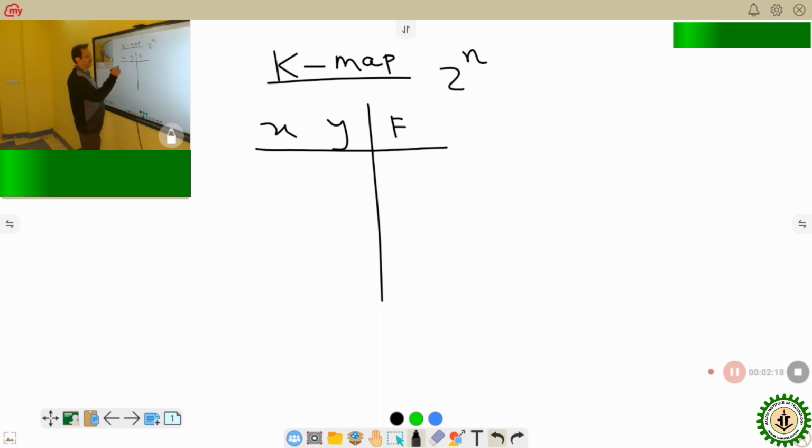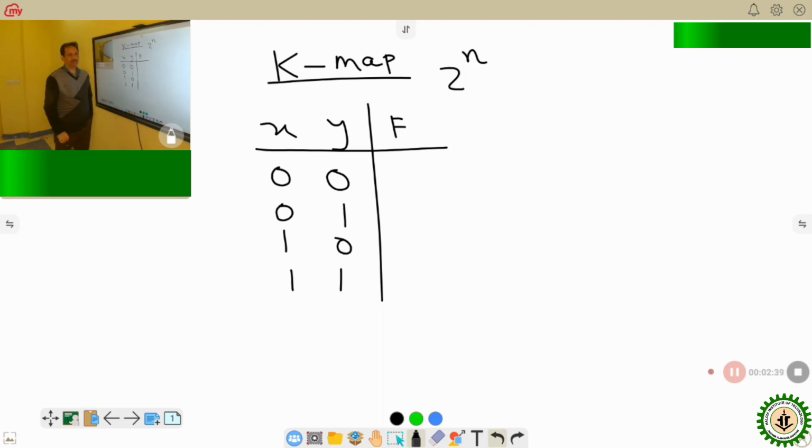The first combination is, suppose, 0 0. Since this is a binary system, there are 2 outputs, either 0 or 1. The first combination is 0 0, the second possible combination is 0 1, and next are 1 0 and 1 1. So these are the 4 possible combinations for a 2 variable Boolean function.